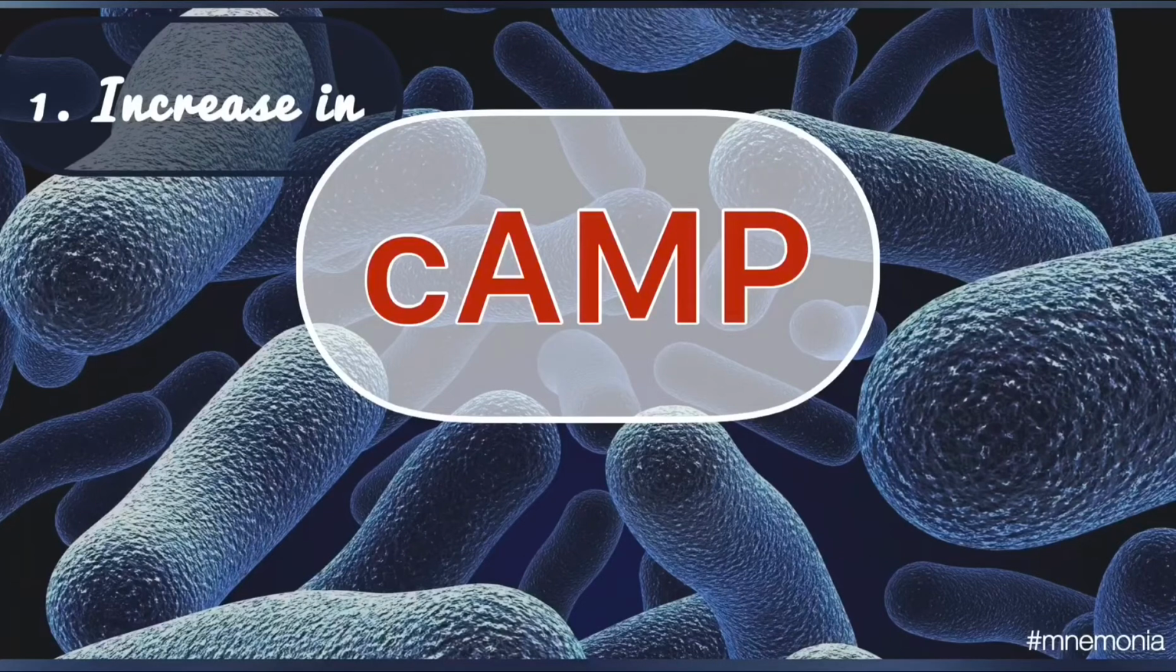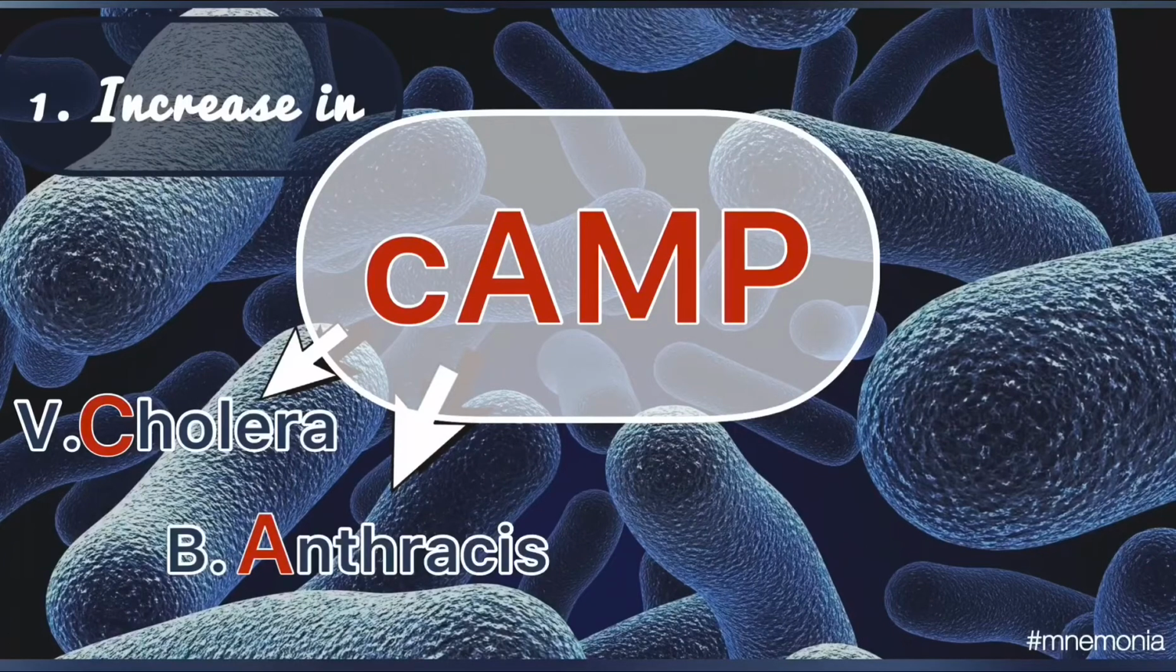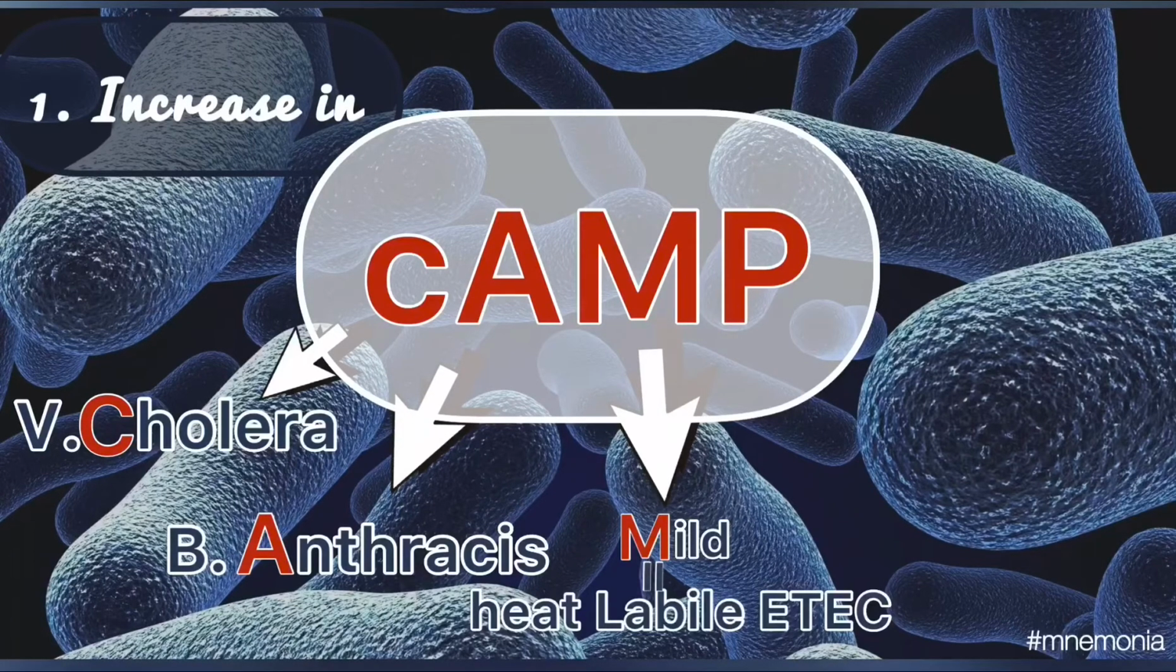The word CAMP itself has the organisms that follow this mechanism. C is for cholera or Vibrio cholerae. A stands for anthrax or Bacillus anthracis. M is for the mild or the labile variant of ETEC. And P stands for pertussis, which is caused by Bordetella pertussis.